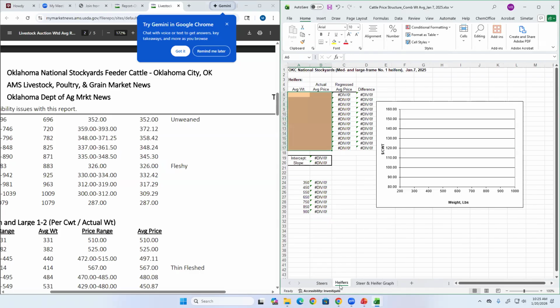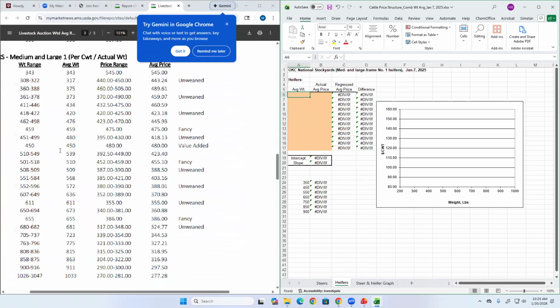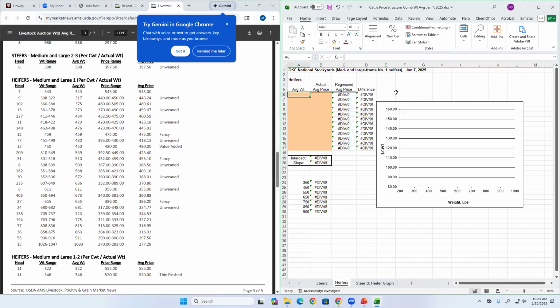Okay. All right. Let's do heifers. So heifers, medium and large ones. Okay. 343, 375, 434, 476, 539, 568, 636, 673, 723, 775, 815, 863.